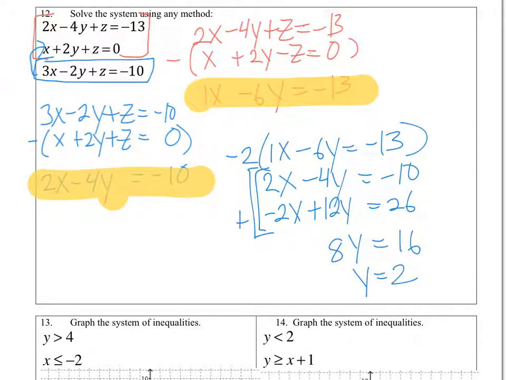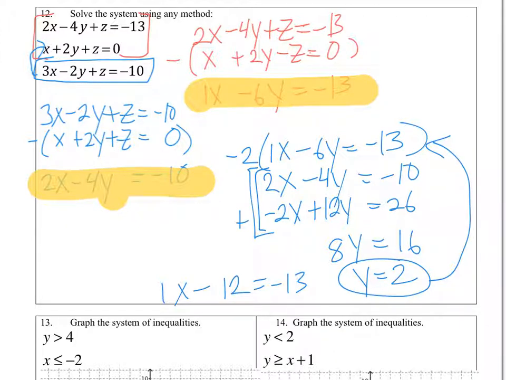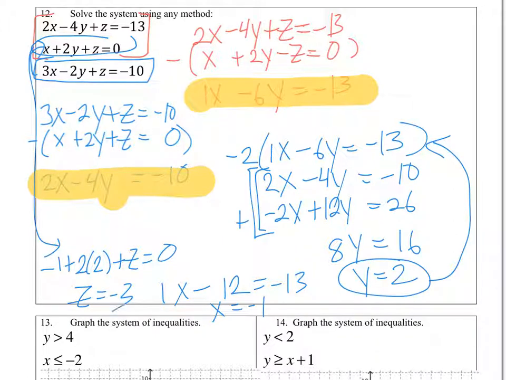y equals 2. This ends up falling together pretty quickly. From here, I could plug that into that equation, and I get 1x minus 12 is equal to negative 13. If I add 12 to both sides, I get x is equal to negative 1. And then I can go back up to the beginning. I kind of like the 0 one. I don't really know why. And if I get negative 1 plus 2 times 2 is 4, plus z is equal to 0, we end up getting z is negative 3.